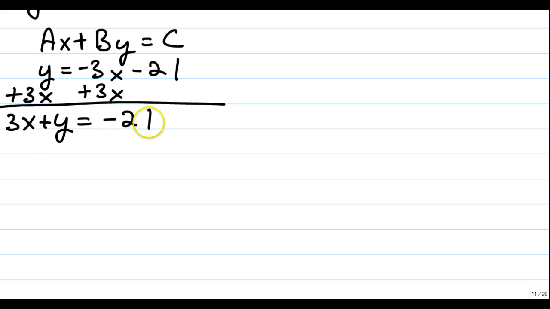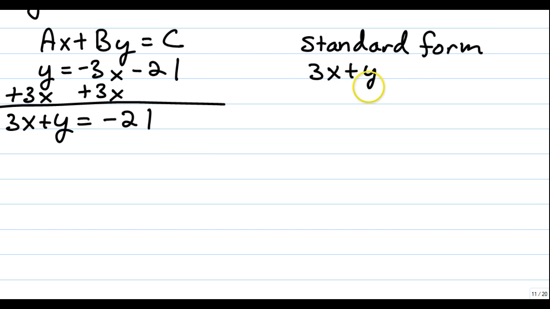Now we come back and we look at it. Our a, b, and c positions are integers, and our a position is greater than 0, it's a positive 3. So we're meeting all the requirements. This time, we don't have to look for a number to distribute through. Our standard form is 3x plus y equals a negative 21.